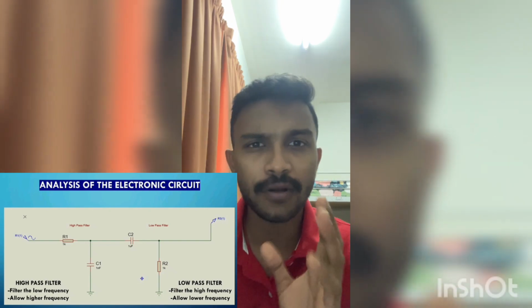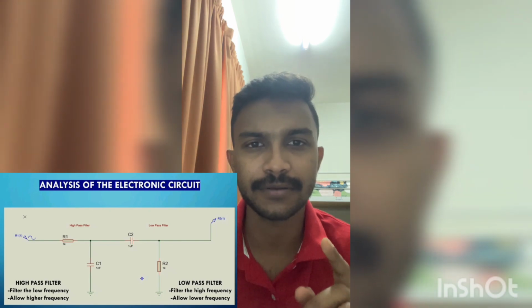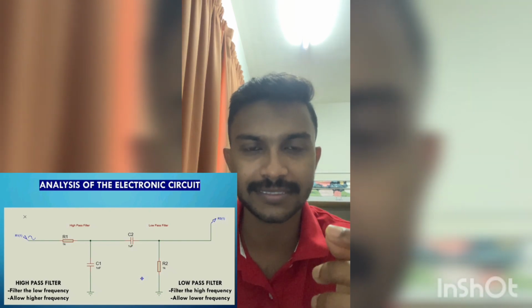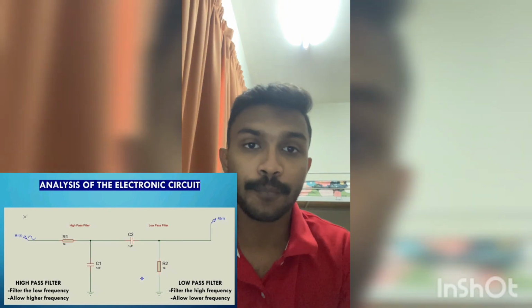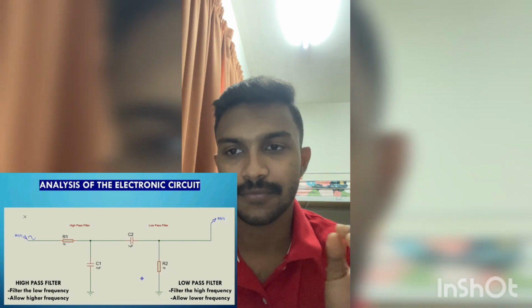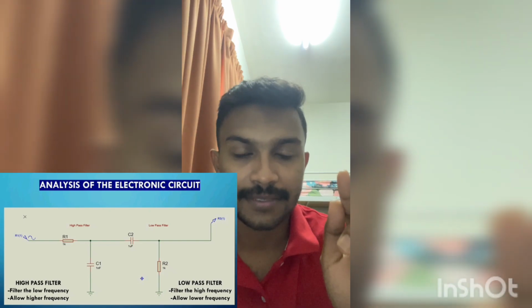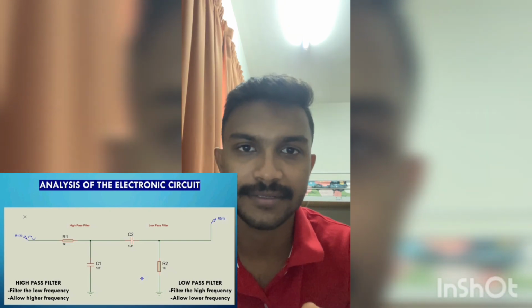The high pass filter consists of one resistor and one capacitor, with a value of 1 kilo ohm for the resistor and 1 nanofarad for the capacitor. The low pass filter also consists of one resistor and one capacitor, but the value is changed: the resistor is the same at 1 kilo ohm, but the capacitor is 1 microfarad.